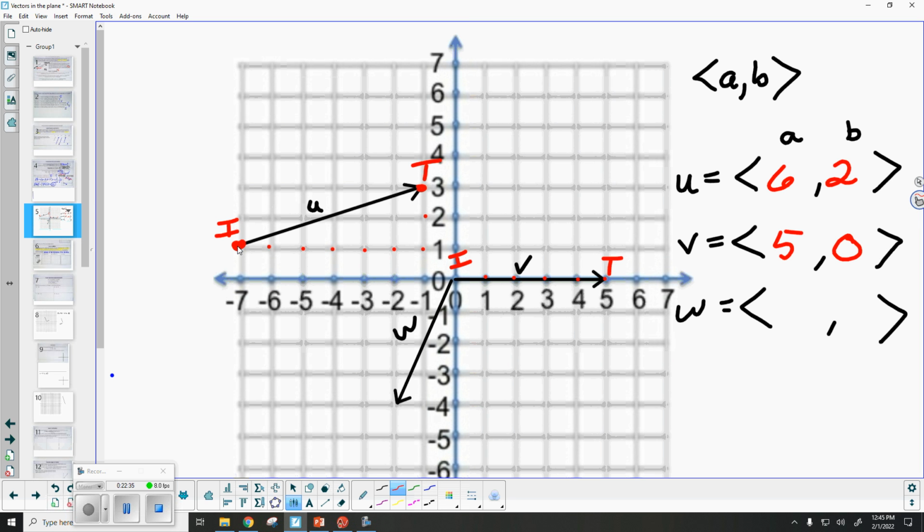Okay. And let's see who I haven't talked to. Hey, Alex, what would you say is the component form for W? 0, -2. Okay, close. So here's my initial, and I want to go to this terminal. So I want to go from this point to this point. So how far left am I moving? -2. Okay, so negative because I moved left, and then how far down? 5. Oh, close. -5.